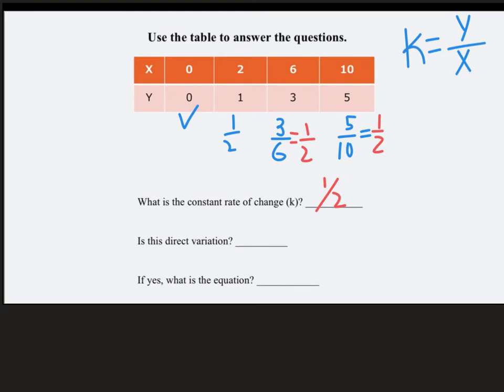Is this direct variation? Yes, it is. We know it's proportional. It goes through the origin. And we have a constant rate of change, which is our K. If yes, what is our equation? Remember, that's always y equals kx. So y equals, our K value was 1/2 x.